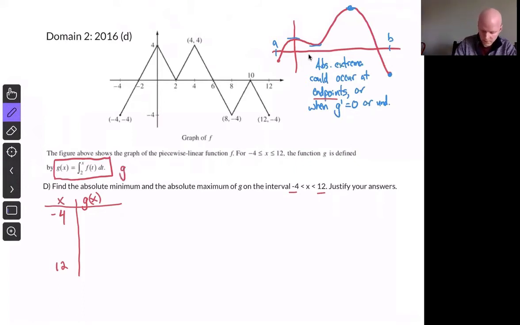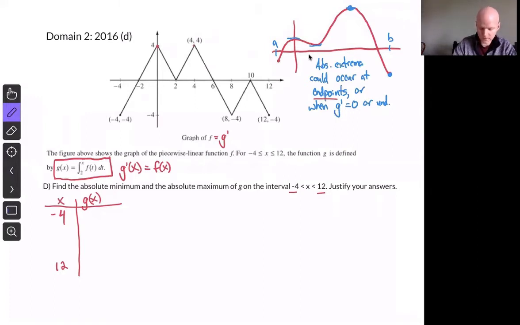Now remember that if g of x equals the integral, g prime of x is equal to f of x. So this is the graph of g prime up here. It's f, yes, but it's also the graph of g prime. So where is g prime equal to 0 or undefined? Now I might think that g prime is undefined at a whole lot of places because we've got all these cusps right here. But g prime is defined at those spots because g prime of 0 is 4.